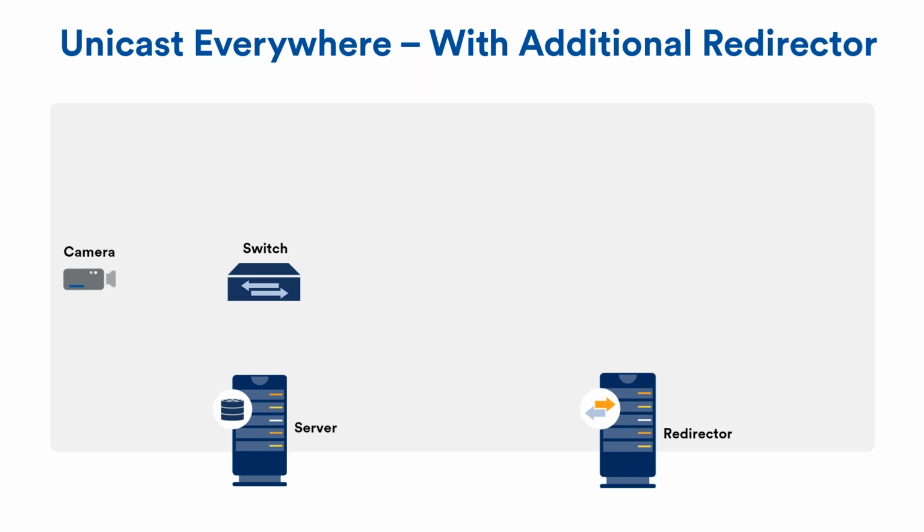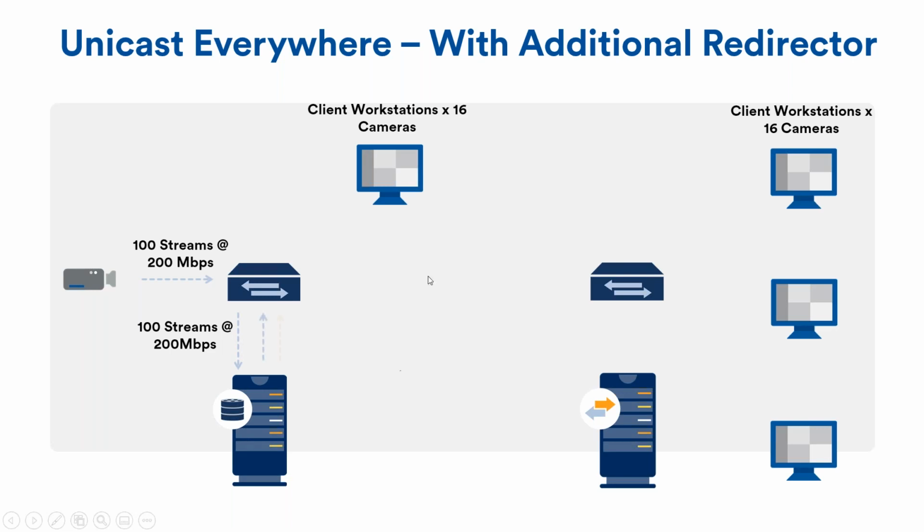So in this scenario, if we add a redirector to a server, which can be easily done in a Security Center environment, and we have 100 cameras streaming at 2 megabits per second for a total of 200 megabits per second. We have 100 streams coming down to be recorded, 200 megabits per second. We have our client workstations again requesting 16 video streams each. And what happens with the additional redirector is it takes some of the load off of the archiver.